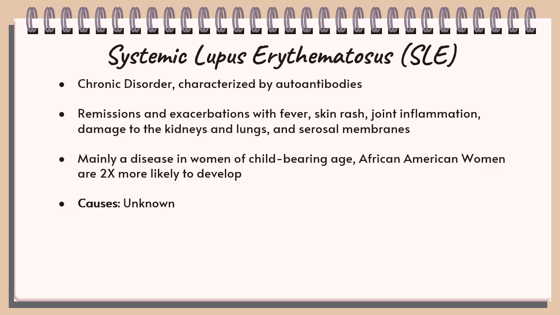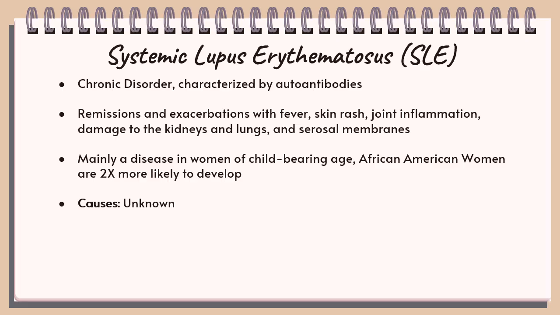Remissions means they're not feeling anything. They're not feeling any abnormalities. They're back to normal. Exacerbations means it's like a flare-up. It's getting worse. They have a period of time where it's really bad. These exacerbations with lupus are typically fever, skin rash, joint inflammation, damage to the kidneys and lungs, and serosal membranes.